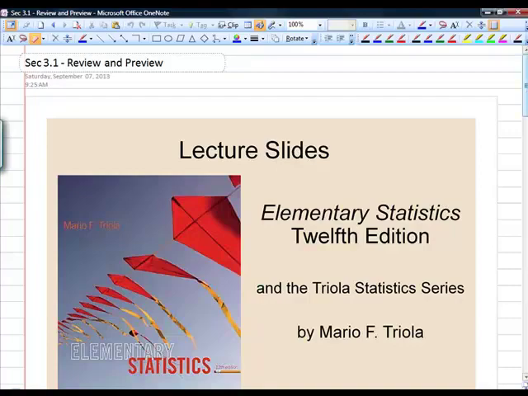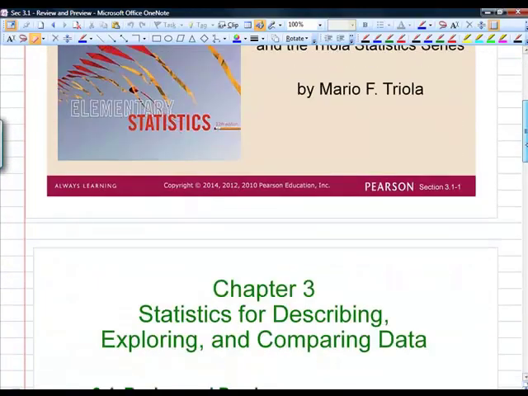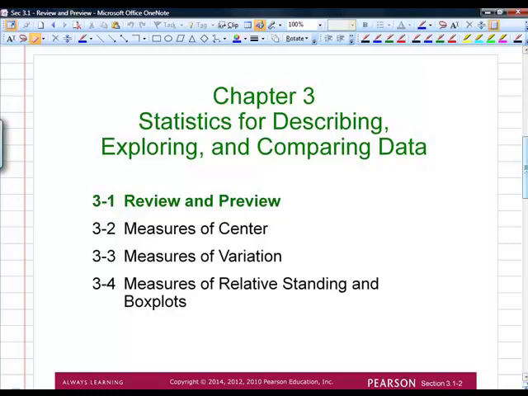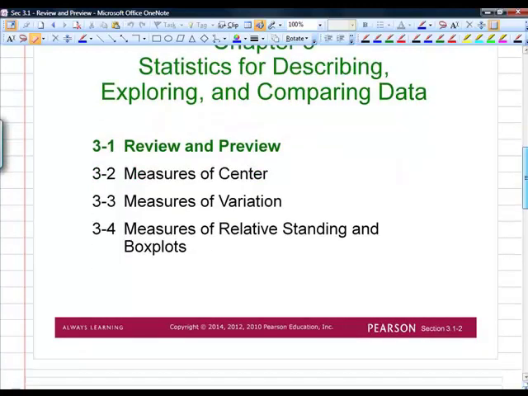Section 3.1 out of your book. This is what your book looks like. We are still describing, exploring, and comparing data, or this is what we're actually moving on to.